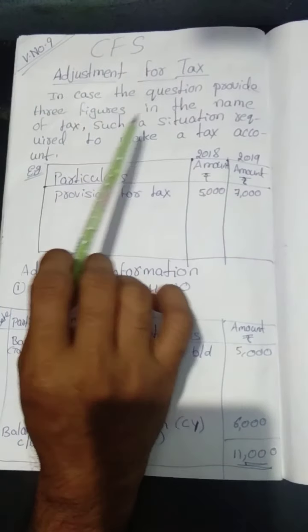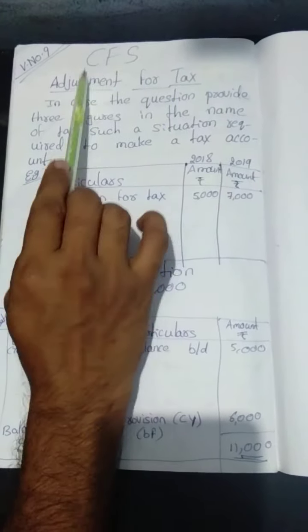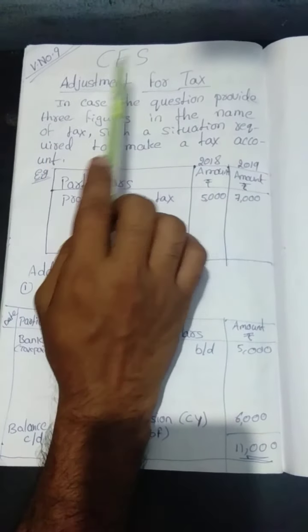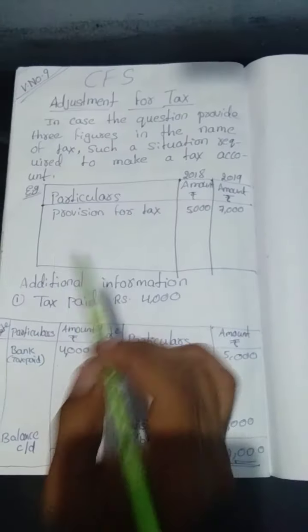Students, today we will see adjustment for tax in the cash flow statement, video number 9, adjustment for tax. This is a small topic, only one adjustment.